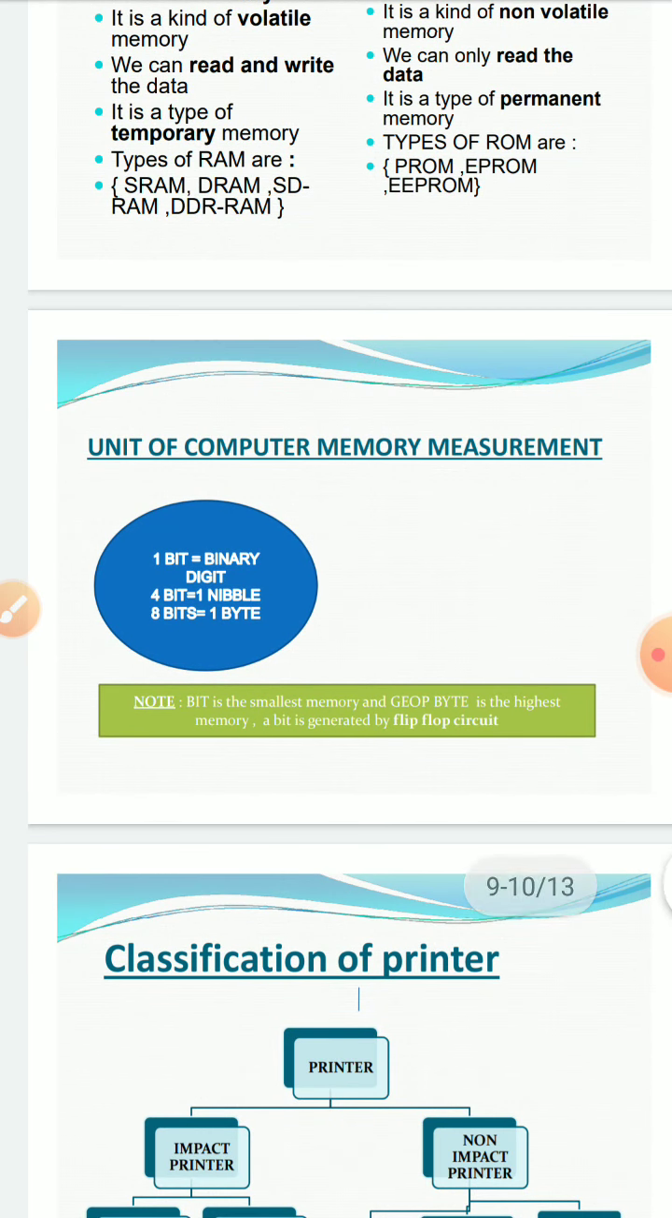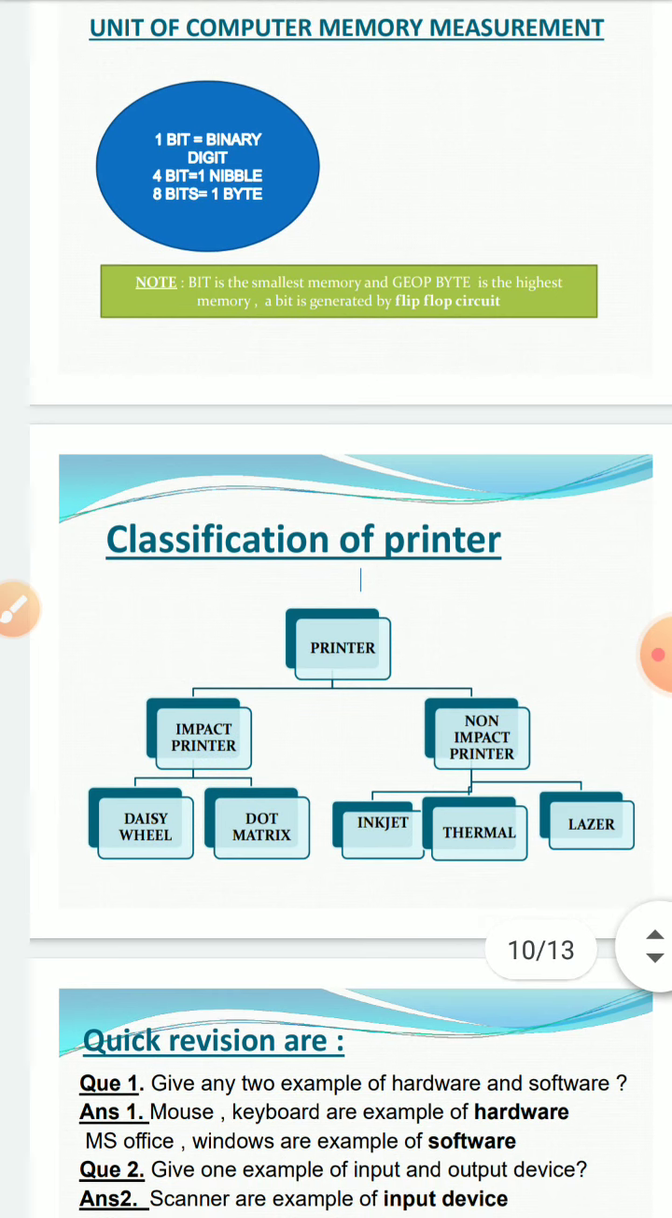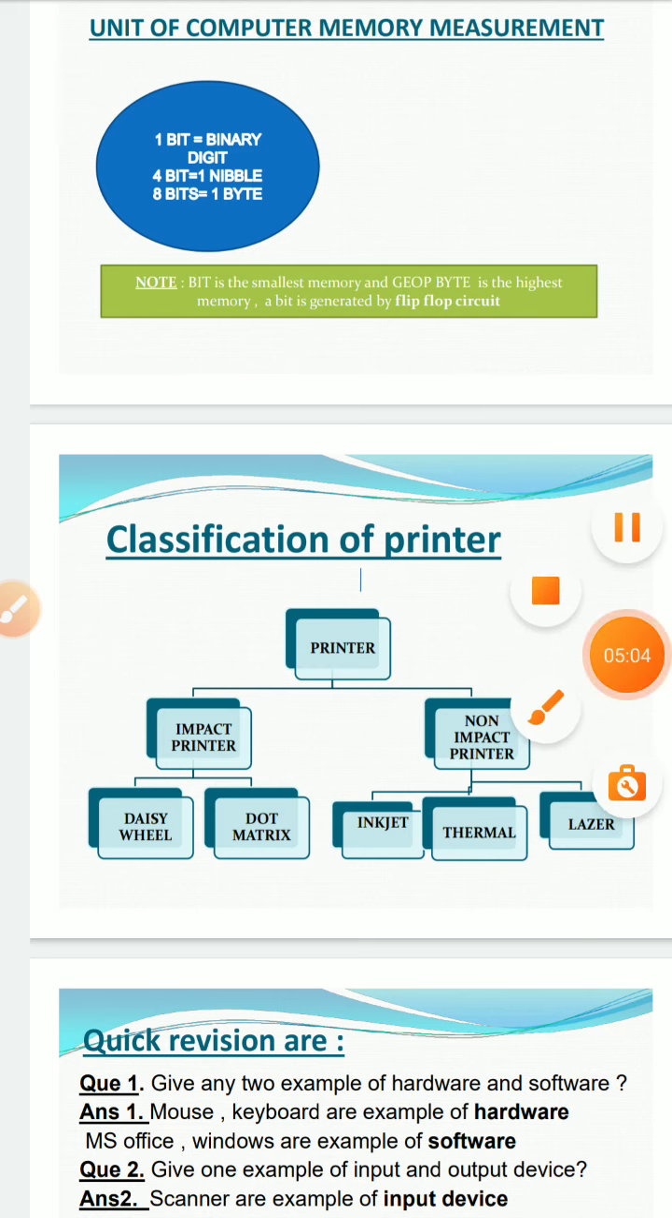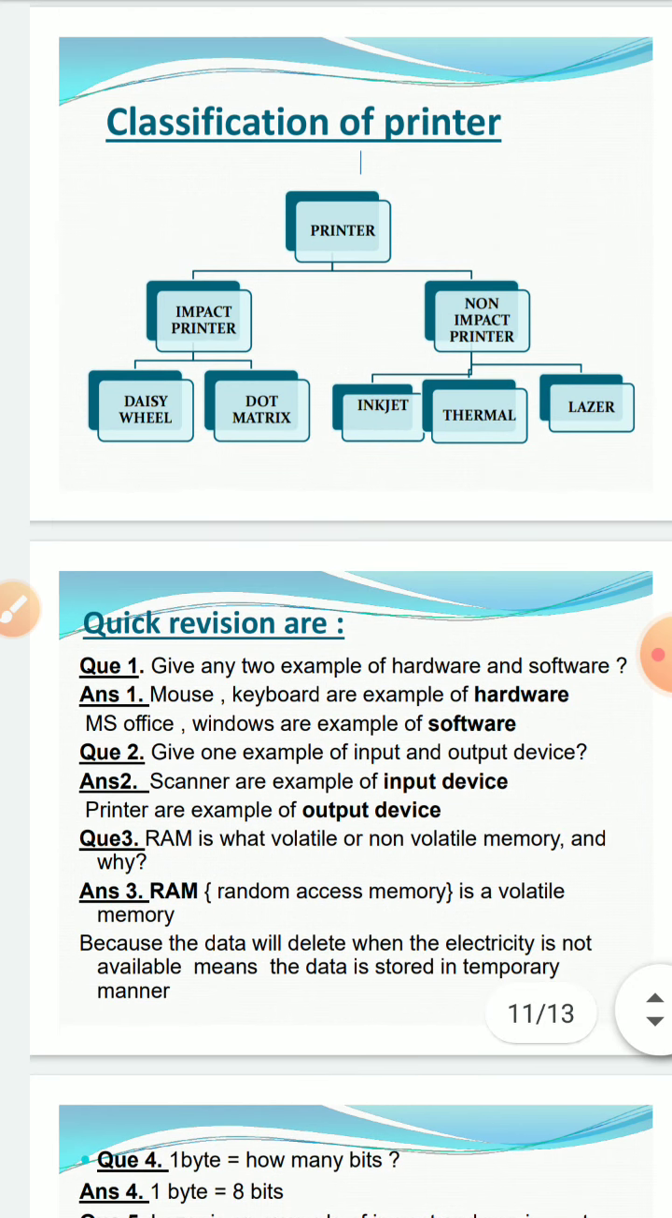Now we will talk about unit of a computer memory measurement. 1 bit is equal to binary digit, 4 bits is equal to 1 nibble, and 8 bits is equal to 1 byte. Note: bit is the smallest memory and byte is the highest memory, and a bit is generated by flip-flop circuit. If we talk about classification of a printer, there are basically two types of printer: impact printer, non-impact printer. Impact printer is also divided into two parts: daisy wheel, dot matrix. Non-impact printer is divided into three parts: inkjet, thermal, laser.